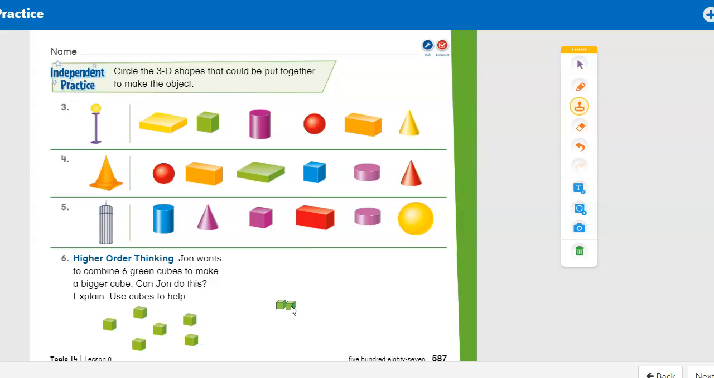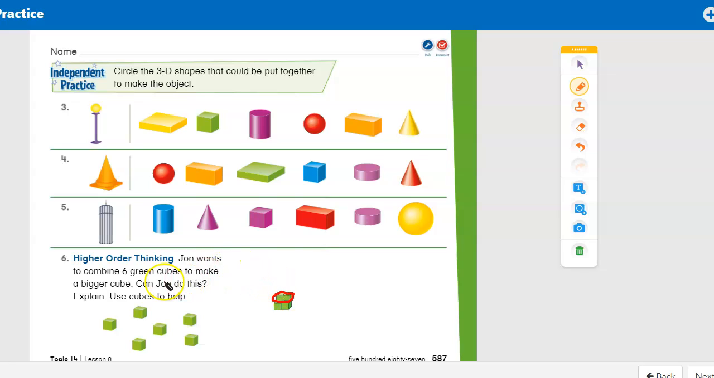So if I take 1, 2, 3, 4, 5, 6. So I took those 6 blocks and I built them together, but I don't have 2 more blocks to fill in the front of the cube. So it's not a complete cube.